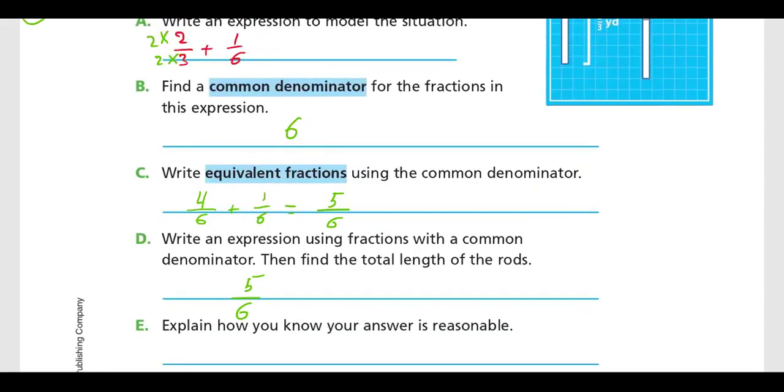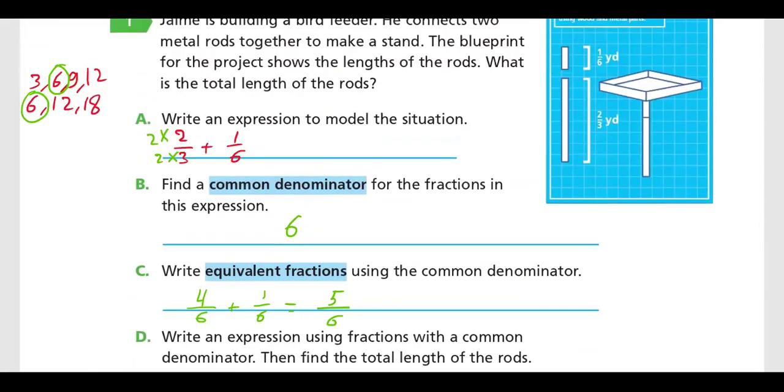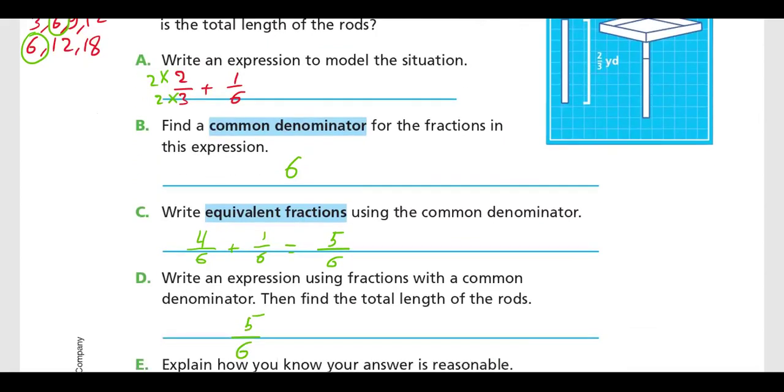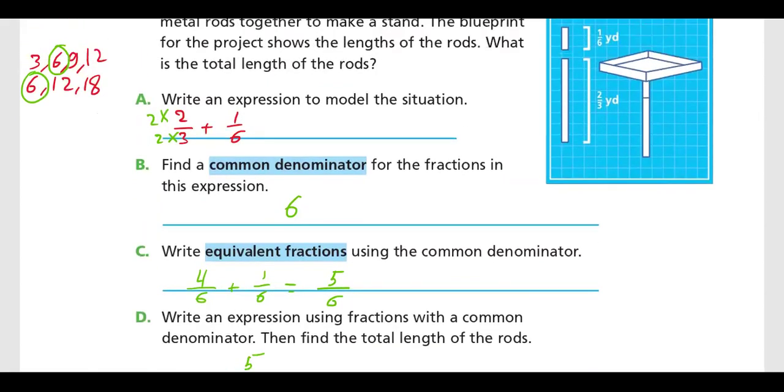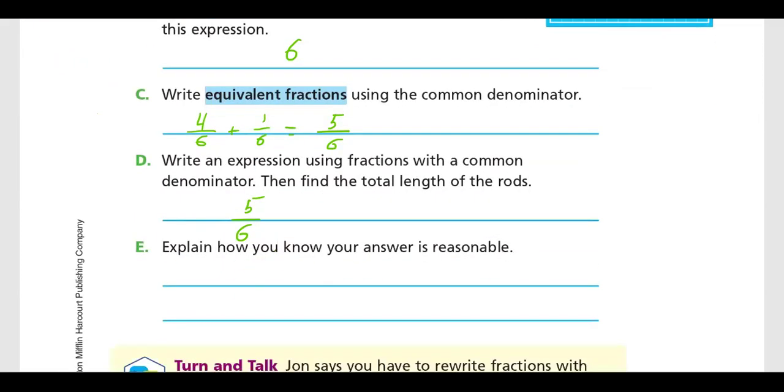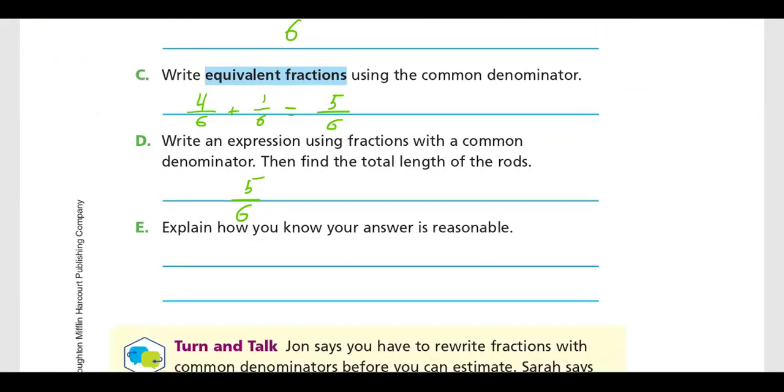Explain how you know your answer is reasonable. So if we estimate this one, 2/3 is close to 1, and 1/6 is close to 0. So this is close to 1 plus 0, it will be 1. This is an estimate, around.